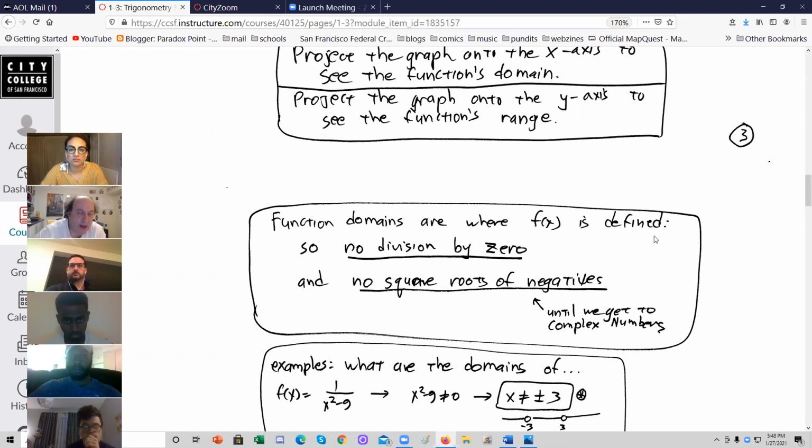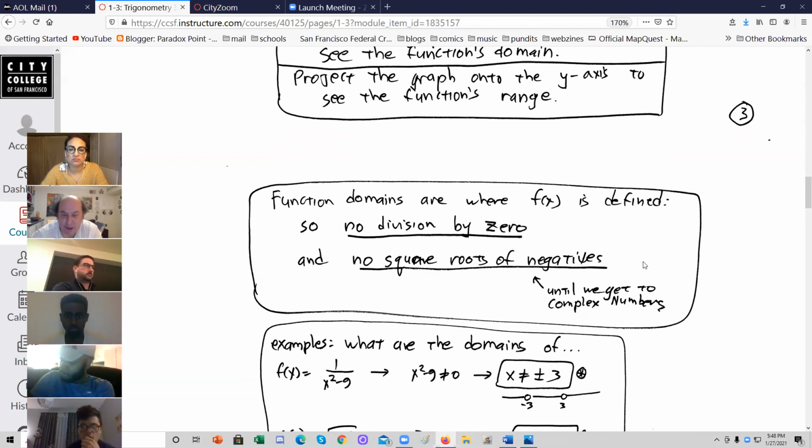Now, generally, our functions have domains. Their domains are where f of x is defined. And generally, the main problem would be if there's division by 0 or square roots of negatives. So to find the domain of a function, rule out where there's division by 0 and rule out square roots of negatives. Later on when we get to complex numbers, we will allow square roots of negatives, but not yet.